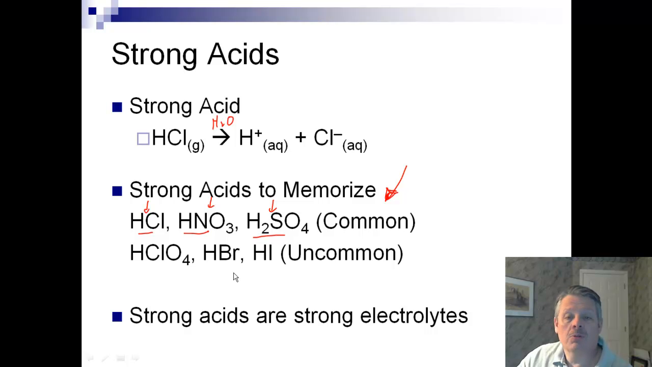Now, there are 3 uncommon strong acids. This is perchloric acid, and hydrobromic acid, and hydroiodic acid. And they are strong as well, but they're very uncommon because they're expensive. Right? So we don't tend to see them. It's not something that we tend to have a lot of in the lab, but we would have the first 3 in the lab. Okay, strong acids are strong electrolytes. Again, you saw that in the previous podcast.